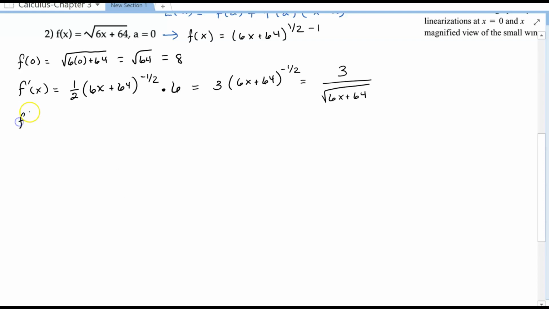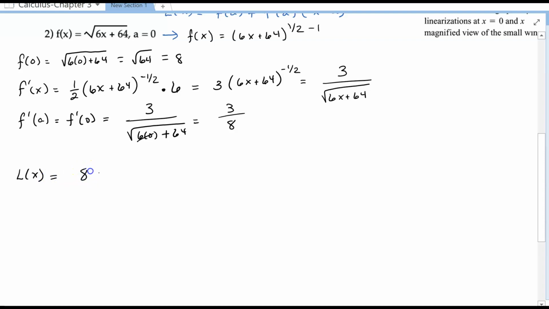So we're going to evaluate now the derivative at the point a, which in this case was 0. And that's a nice number there, 0. So when we plug that 0 in, you'll see right away what we get. We get 64 in the denominator, or square root of 64 I should say, which is just going to be 3 divided by 8.